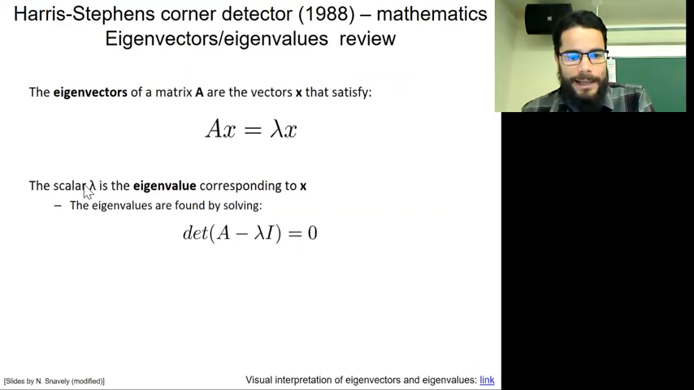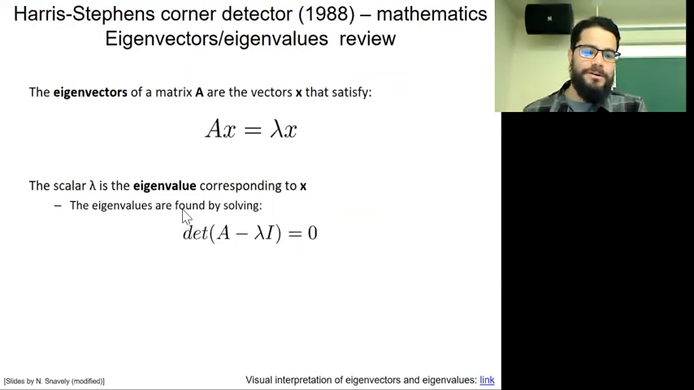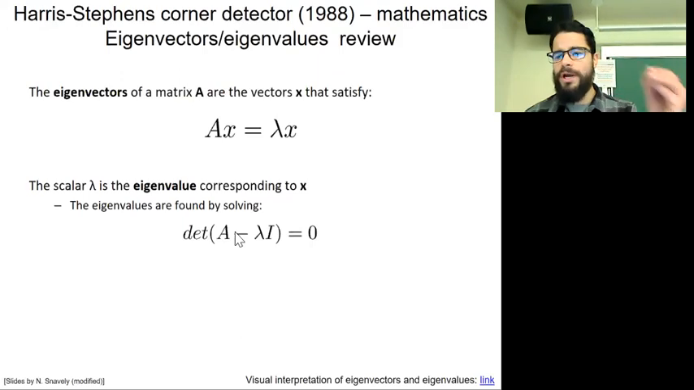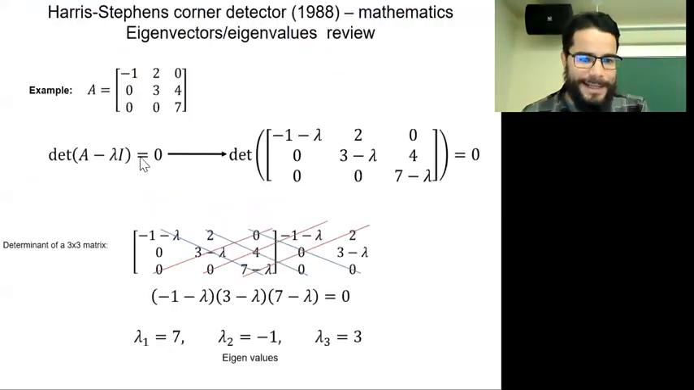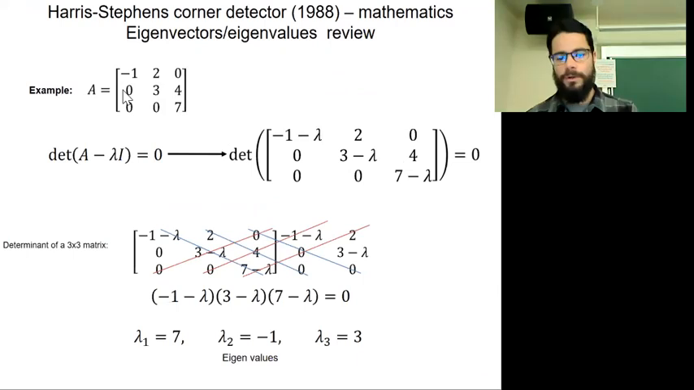The scalar lambda is the eigenvalue corresponding to a particular eigenvector, okay? And the eigenvalues can be found by using this equation. We actually worked with this one in the first assignment, so you remember how to do that. With a quick example of a 3x3 matrix, we start with this matrix here, and if we use this equation, we are going to subtract this matrix by lambda identity, okay? So this matrix minus lambda identity is going to be the following: -1 minus lambda, 3 minus lambda, 7 minus lambda. The other terms will not change, of course.